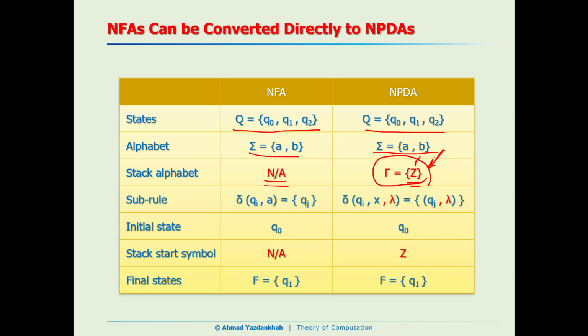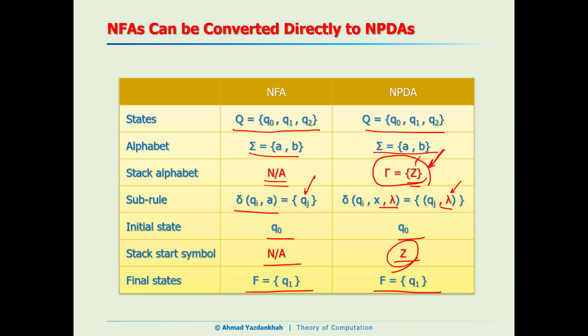How about the sub rules? Yeah, exactly. So just add a comma lambda here and a comma lambda here and put the range, instead of this QJ, just put it in an ordered pair. No changes to Q0. Of course, it doesn't have the Z here. We just add it. It is a constant thing. And no changes to the accepting states set, right?